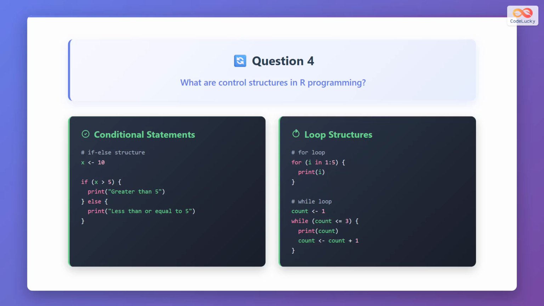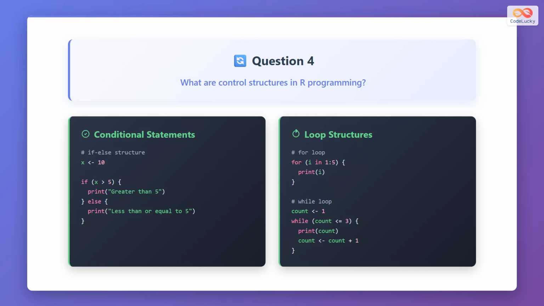Control structures in R allow you to control the flow of program execution based on conditions and repetitive operations. These are essential for writing efficient and logical R programs. Conditional statements include if-else structures that execute different code blocks based on logical conditions. For example, you can test if a variable x is greater than 5 and print different messages accordingly. The if statement evaluates a condition, and if true, executes the code block, otherwise it executes the else block.